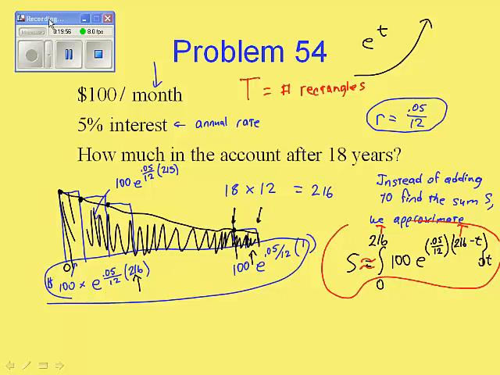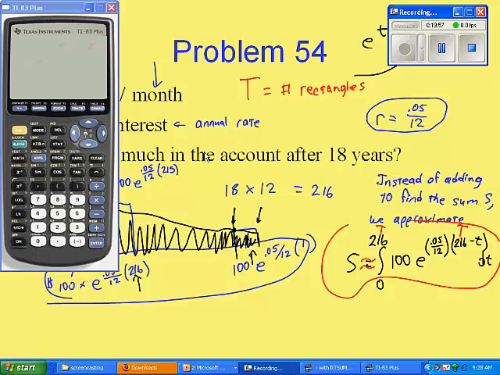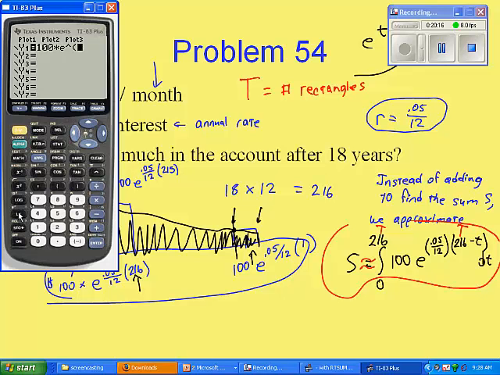So we'll pull out the calculator. Let's do that. All right, so let's type this all in. Just go to the y equals screen. And let's type in the function. So we have 100 times second function e to the x, and then I'll put my 0.05 divided by 12. That's my rate.